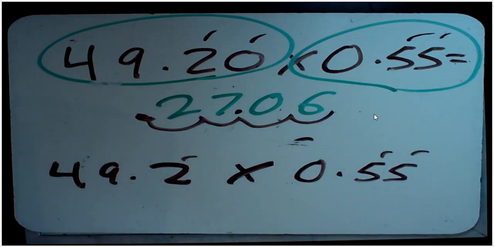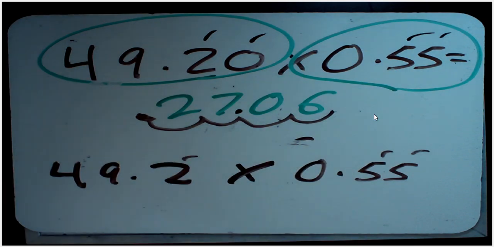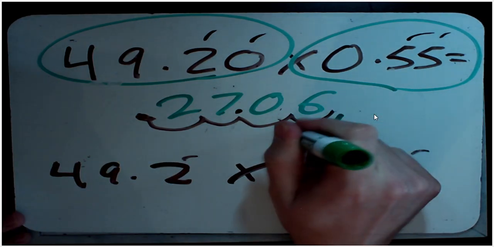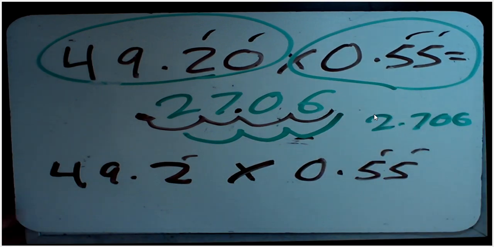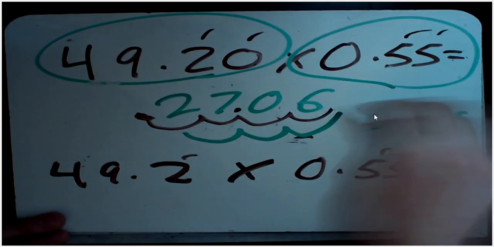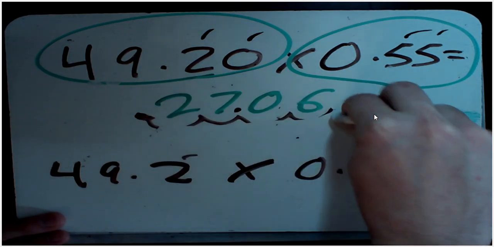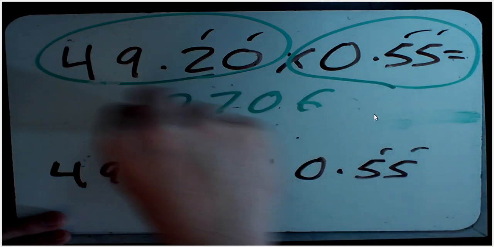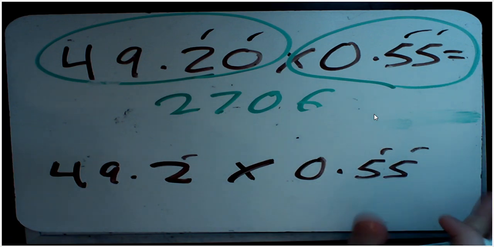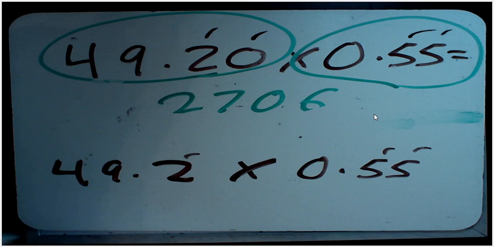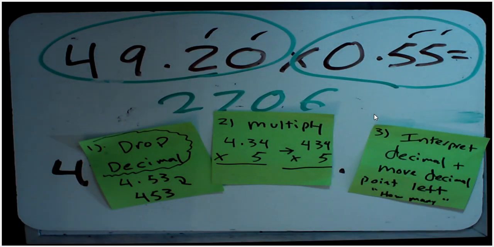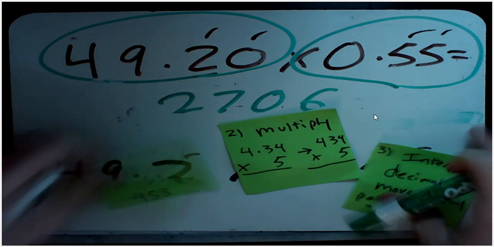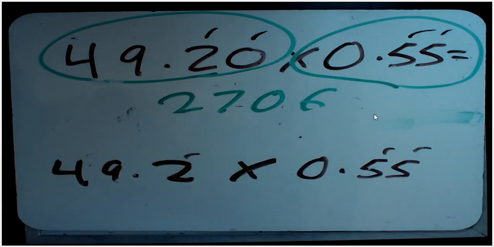Well, going back to that, 3 decimal places, if we looked at it, 1, 2, 3, we're still getting 2.706 is my answer, which is incorrect. So again, what is going on here? Why is this not working for me? So let's look at the strategy that I taught you with dropping the decimal, multiplying, and interpreting. These sticky notes have come in handy these last couple of days.